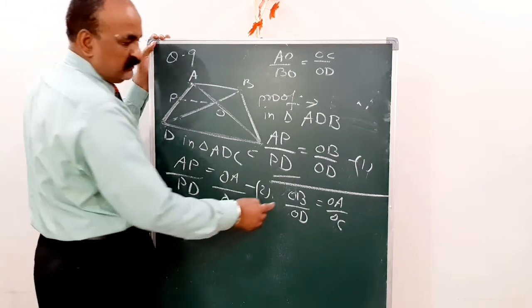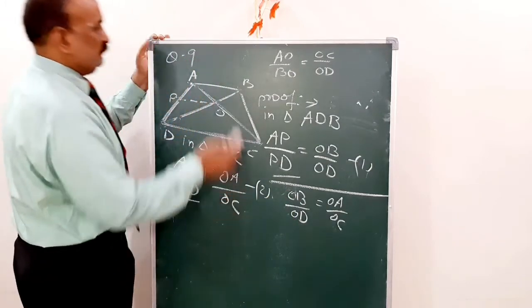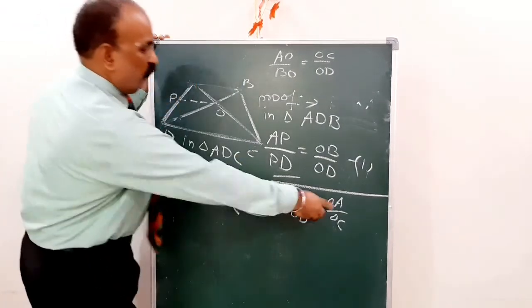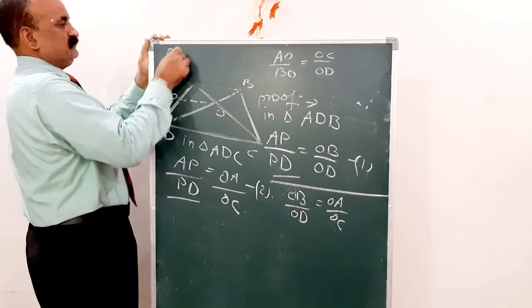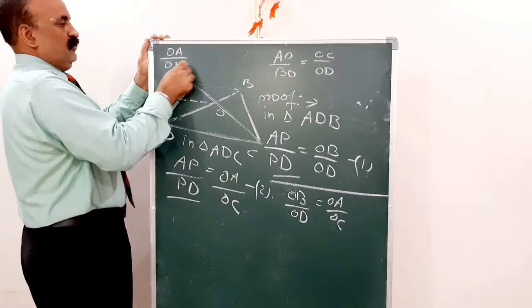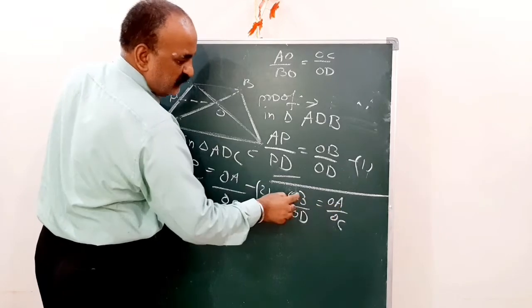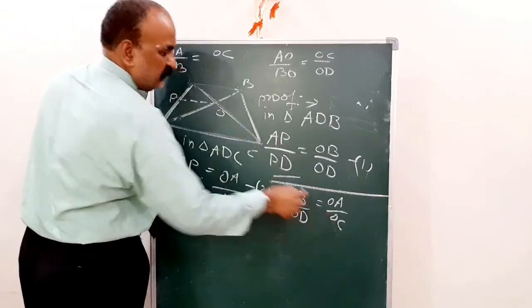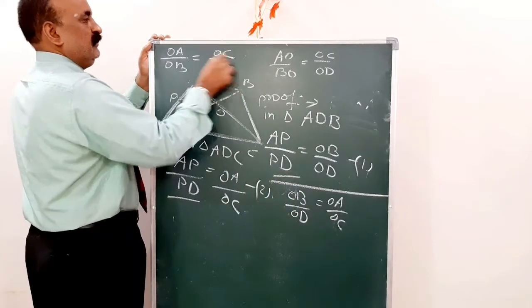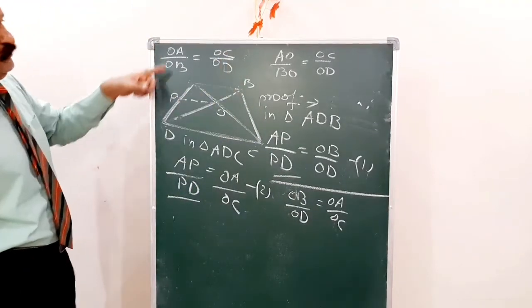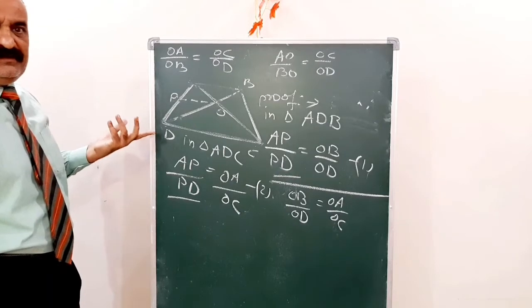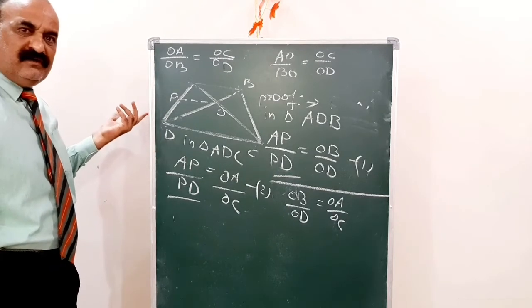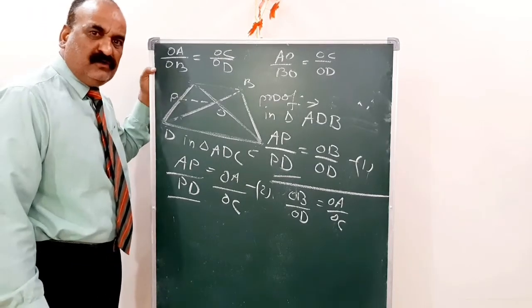ये तो आपको शो करना था. You can transfer, now you can write OA upon OB is equal to OC upon OD. It is very simple now. I hope that this is clear to you.